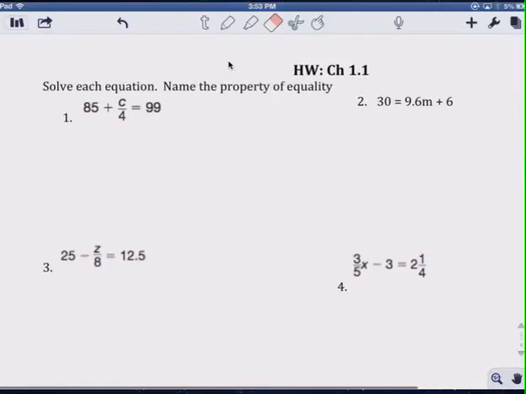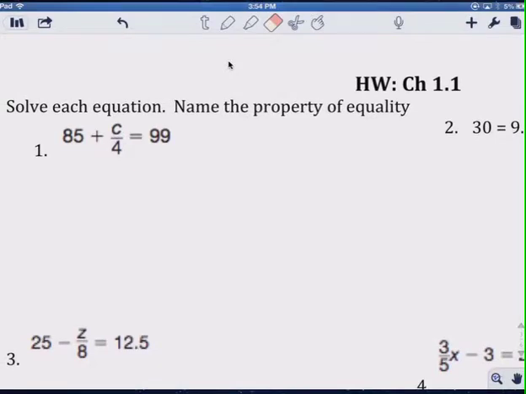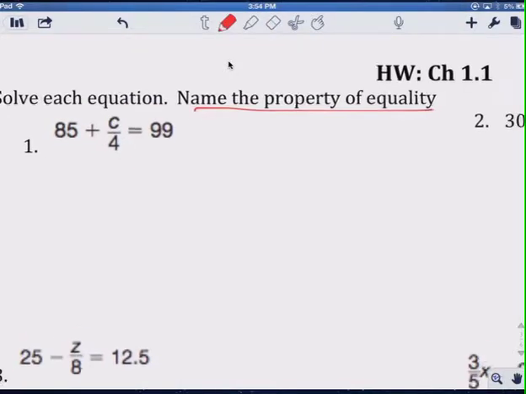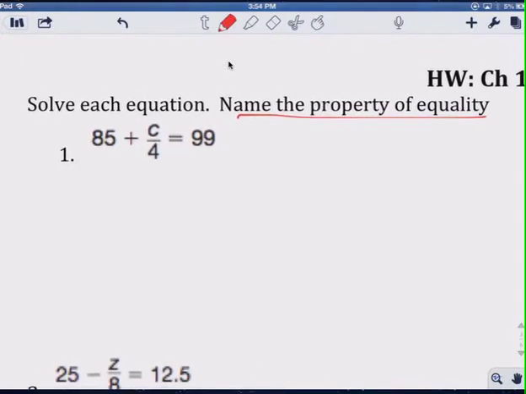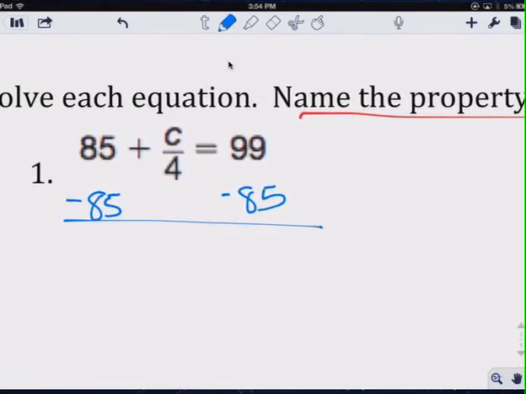Typed it up. Okay, number 1. Solve and name. Oh, we forgot to name the property of equality. Anyways, that's not as important, but we'll just go ahead and solve this. It is important to know the properties. But this is the subtraction property of equality because we're subtracting both sides by 85.